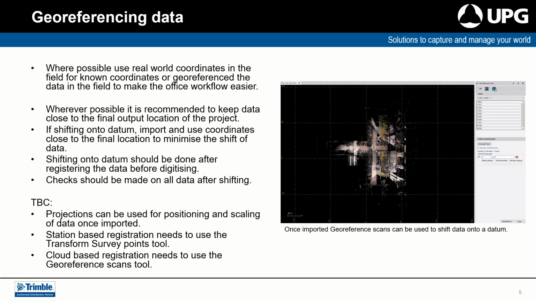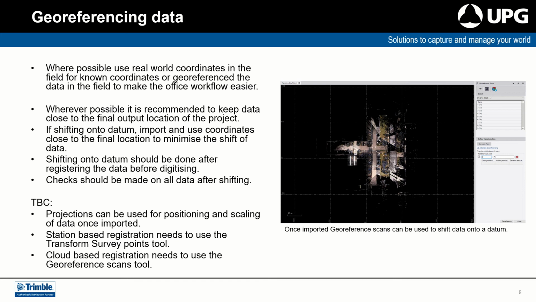Where possible, real-world coordinates should be used in the field. So in the case of station-based setups, tying to control to allow your network to be in the right location and rotated in the right axis should be an important consideration for any scanning project.